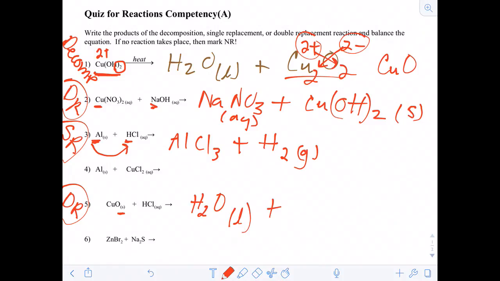And then copper chloride. How many chlorines do you need? 2. And what's the phase on a chloride usually? Aqueous. Aqueous, very good. Chlorides are soluble except silver, lead, mercury. Just those 3. Does this make sense to everybody? Everybody on the same page here?